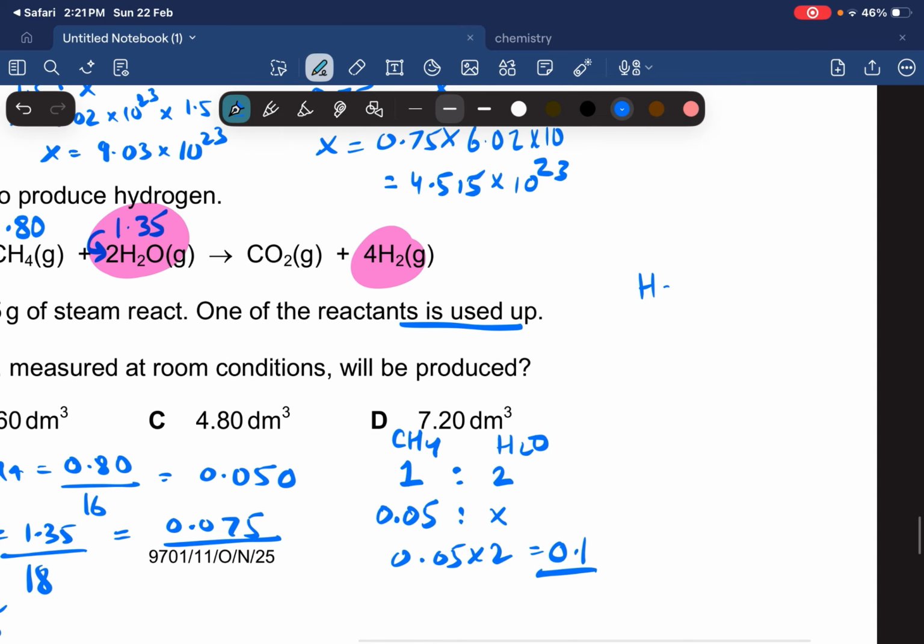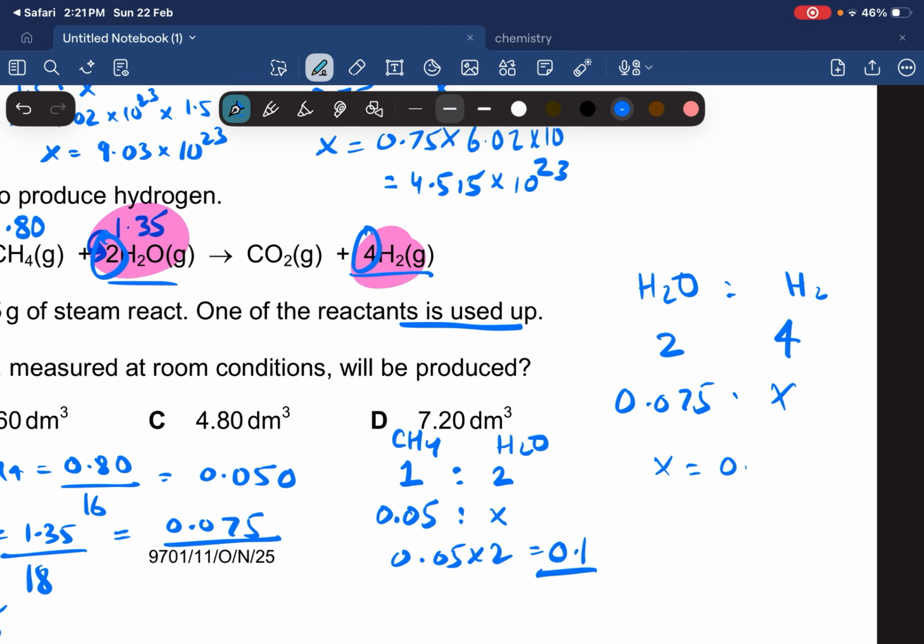Simple, make ratios. H2O ratio hydrogen. From the equation, we can see that 2 moles of H2O are going to react and form 4 moles of hydrogen. So if we have 0.075 moles of H2O, we're going to have X moles of hydrogen. So X comes out to be 0.075 upon 4 into 2. We have 0.15 moles of H2.